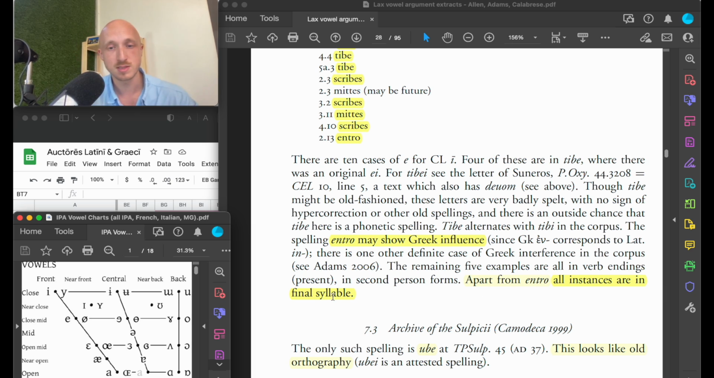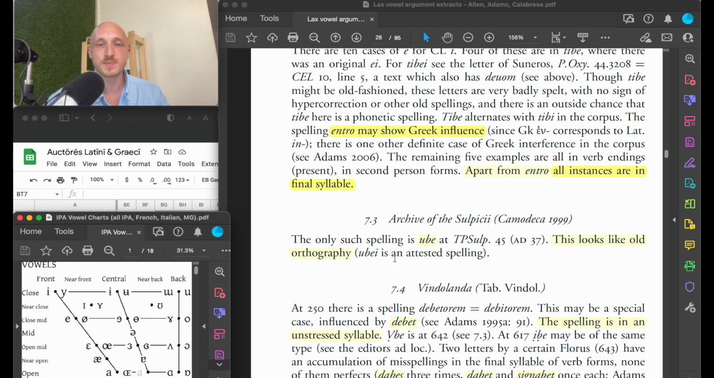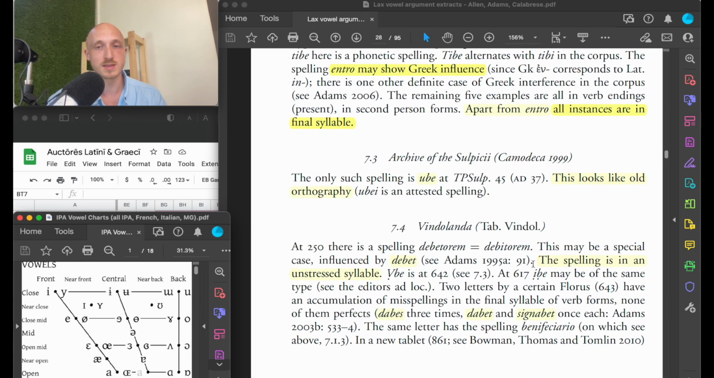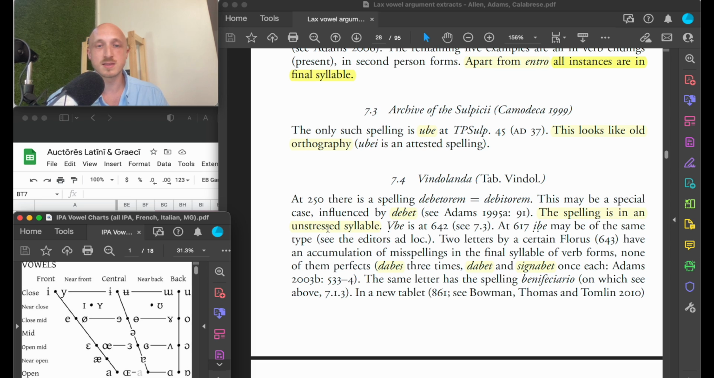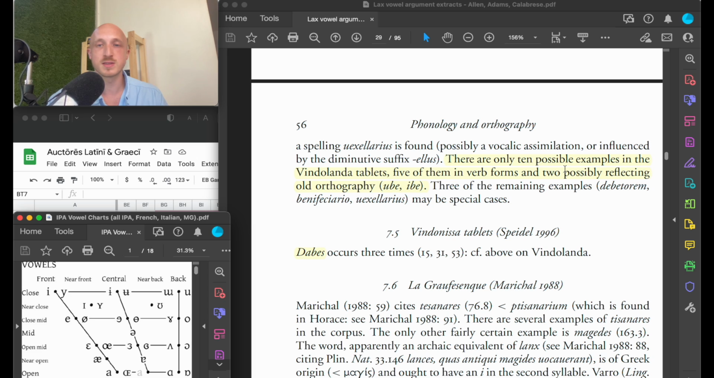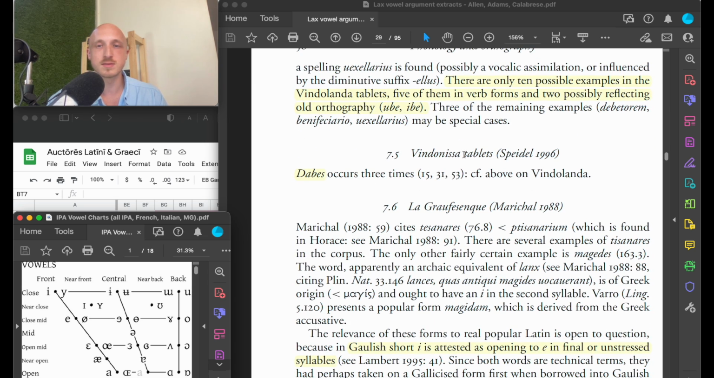Now, here's where we start to see the phenomenon take shape. Here's something else, Archive of Sulpici, uve, again. This looks like old orthography. Uvei is an attested spelling. So, debet. The spelling is in an unstressed syllable, as is dabes for dabis, dabet, and signabet. There are only 10 possible examples in the Vindolanda tablets, 5 of them in verb forms and 2 possibly reflecting old orthography. Ube, ibe. Dabes. In this text, dabes occurs 3 times.